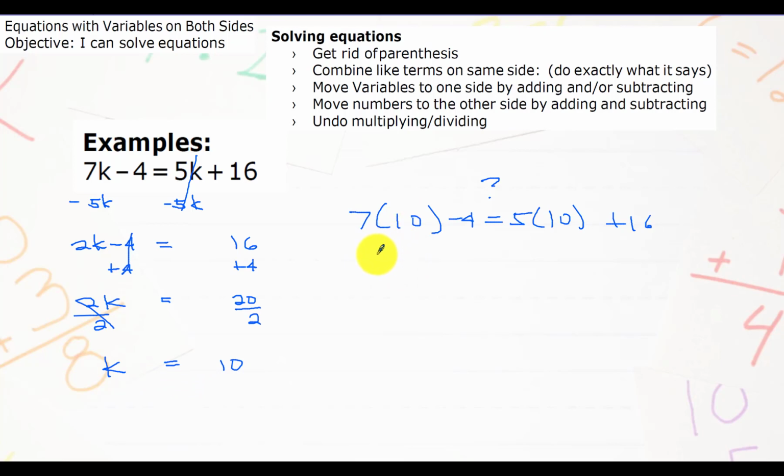So 7 times 10 is 70. 70 minus 4 will give us 66. 5 times 10 is 50 plus 16. 50 plus 16 will give us 66. Since the left side is equal to the right side, we can say then that our k equals 10.